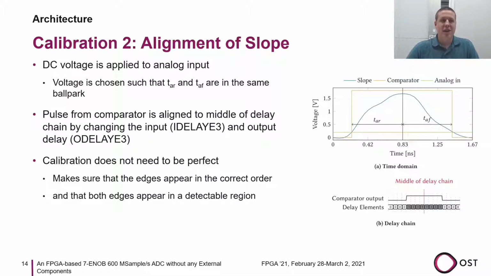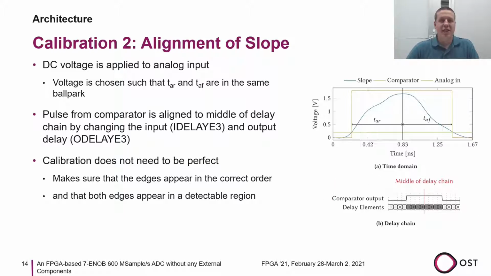The second calibration aligns the generated slope with the sampling clock. This is achieved by applying a DC voltage to the analog input of the ADC. This voltage is chosen such that the times from the rising and falling edge to the middle of the sampling clock are in the same ballpark.